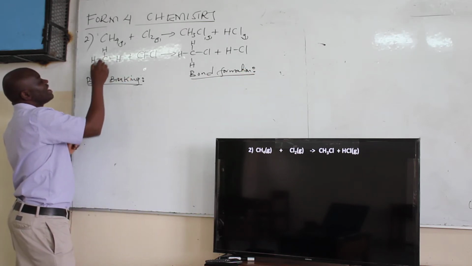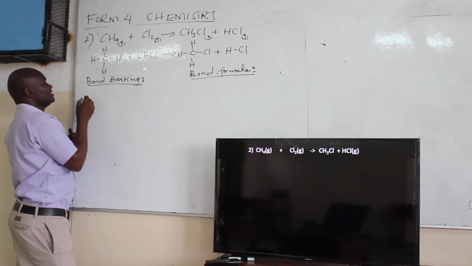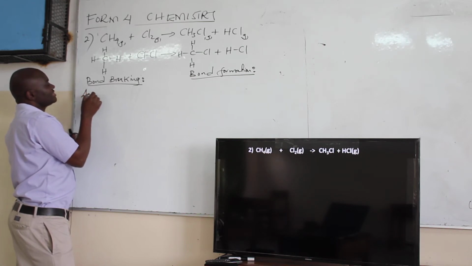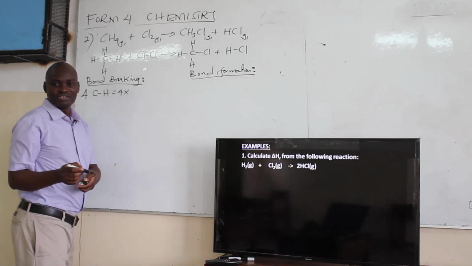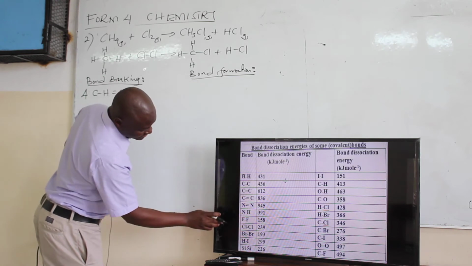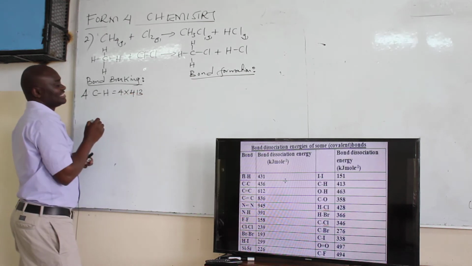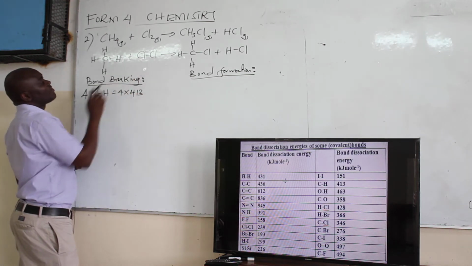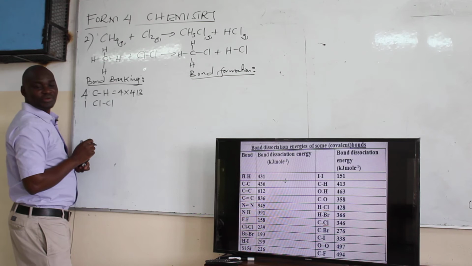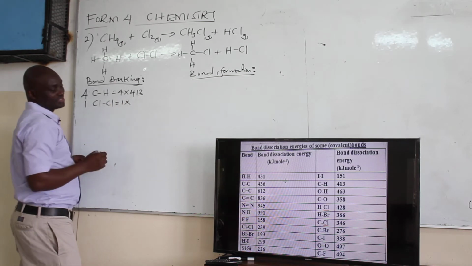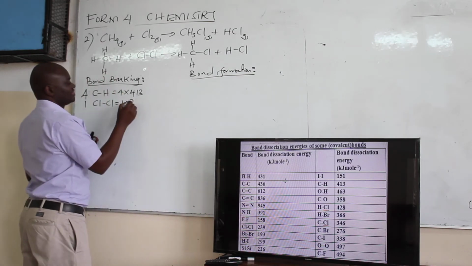So bonds broken, we have carbon-hydrogen four times. Go back to our bond energies. Carbon-hydrogen is 413. Then we have 1 chlorine-chlorine bond, which is 1 times 239.